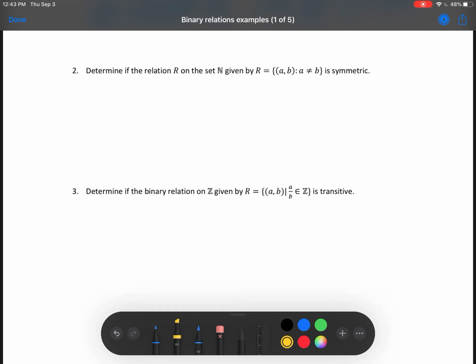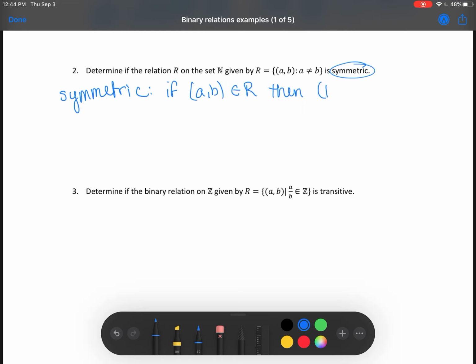So we have this relation on the set of natural numbers, given by a set of ordered pairs (a, b) such that a is not equal to b, and we want to know whether or not that relation is symmetric. Okay, so what does symmetric mean? Symmetric means that if we have an ordered pair (a, b) that is an element of the relation, then when we switch those to make it (b, a), that's also an element of the relation.